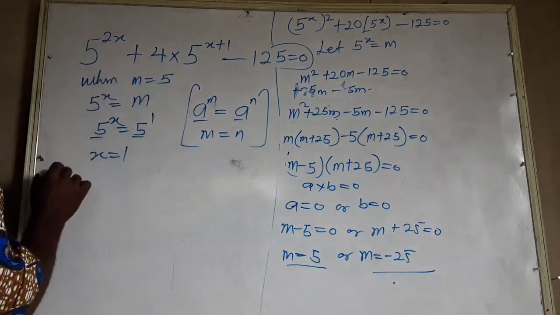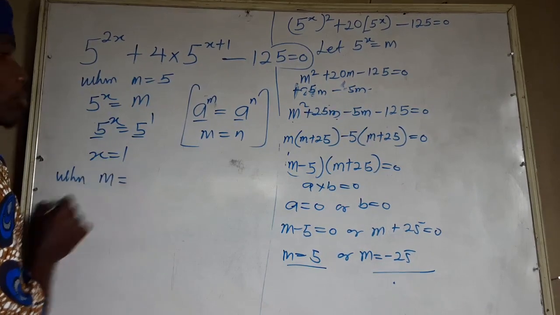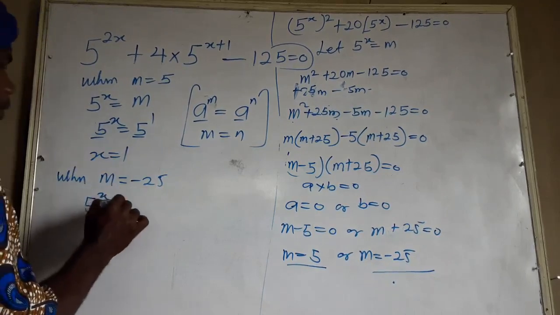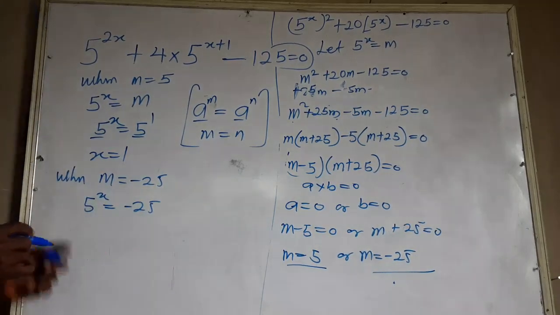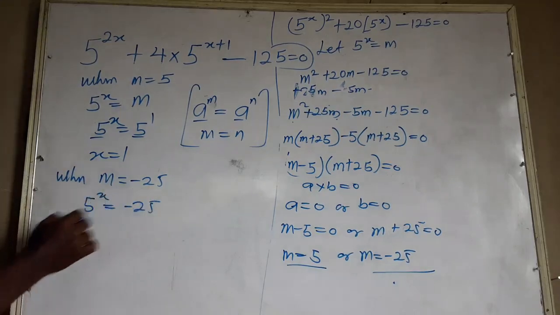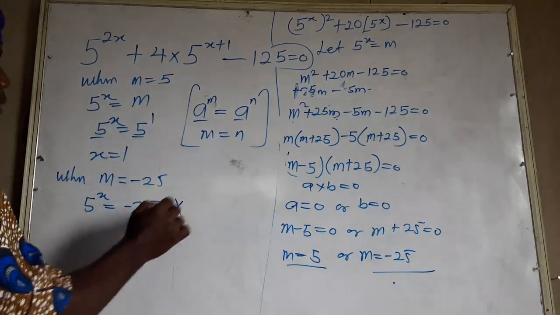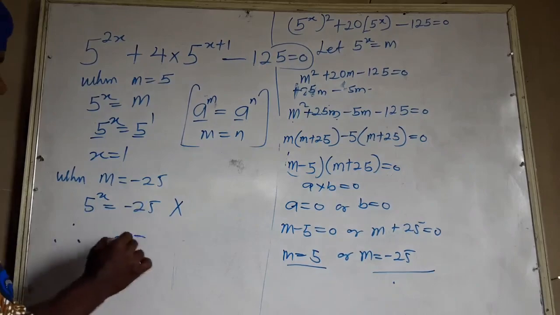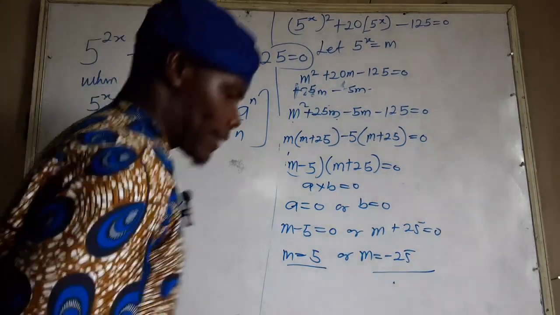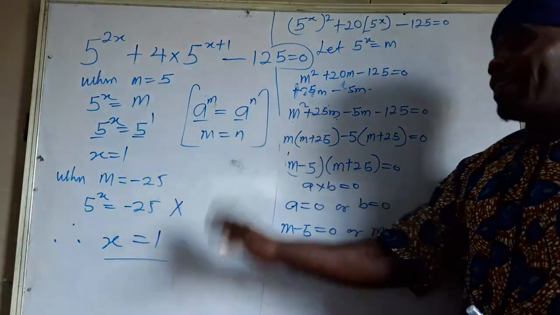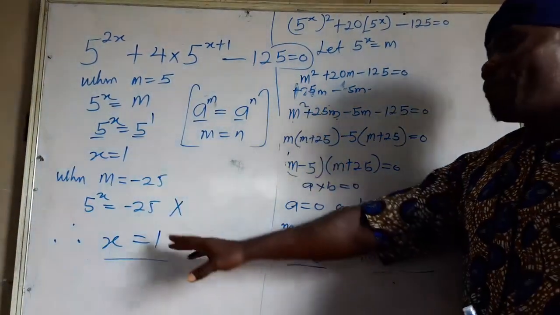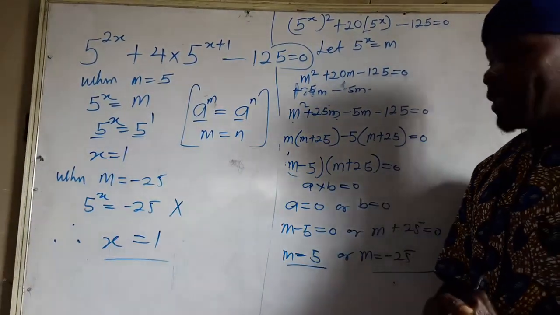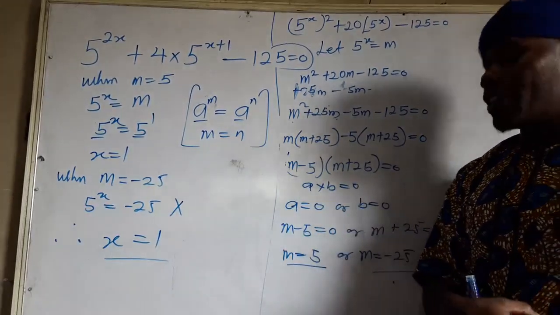Let's consider when m is equal to minus 25. Therefore, we have 5 raised to power x is equal to minus 25. Since our value must be a real number, in this case, we will reject it. So overall, the value of x is equal to 1. So this is the value for x. Since our value must be a real number, we have to reject when m is equal to minus 25. So the value of x is equal to 1.